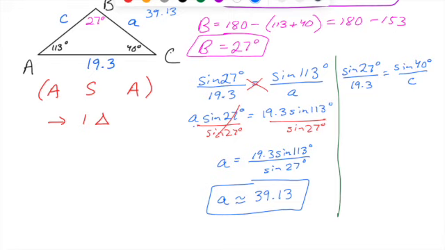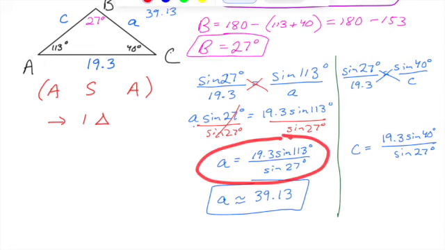So, now we can maybe go through this a little quicker. What you're allowed to do is cross multiply, and then you're going to end up dividing by sine of 27. So you're going to get C is equal to 19.3 times sine of 40 degrees divided by sine of 27. And you see it's the same exact setup that I just did for A, I'm doing for C, except angle C is in place of angle A.